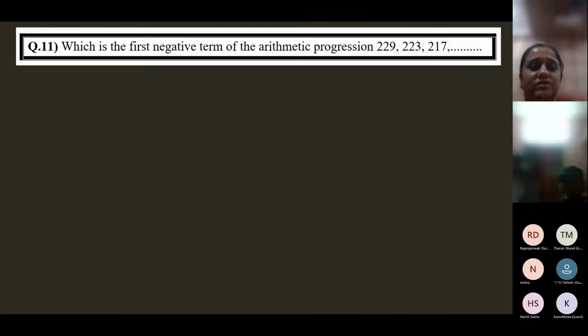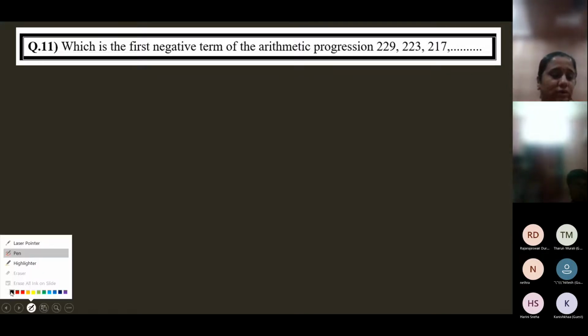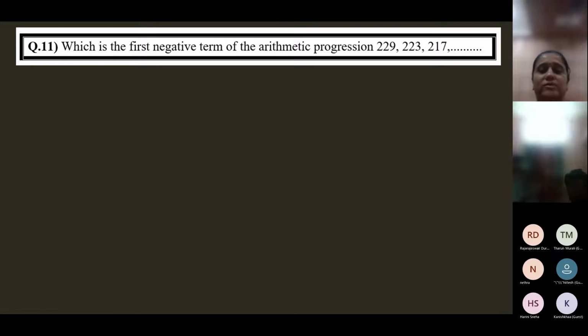Which is the first negative term of the arithmetic progression 229, 223, 217, and so on? How is it possible to get a negative term here? Because it's a decreasing arithmetic progression. You can see here 229, then 223, 217. So the values are going on reducing. So somewhere they'll become negative, and from there on they'll be negative only.